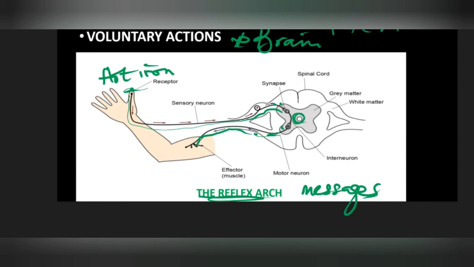So this pathway in which impulses pass through is what we call the reflex arc. So that is what we call the reflex arc.